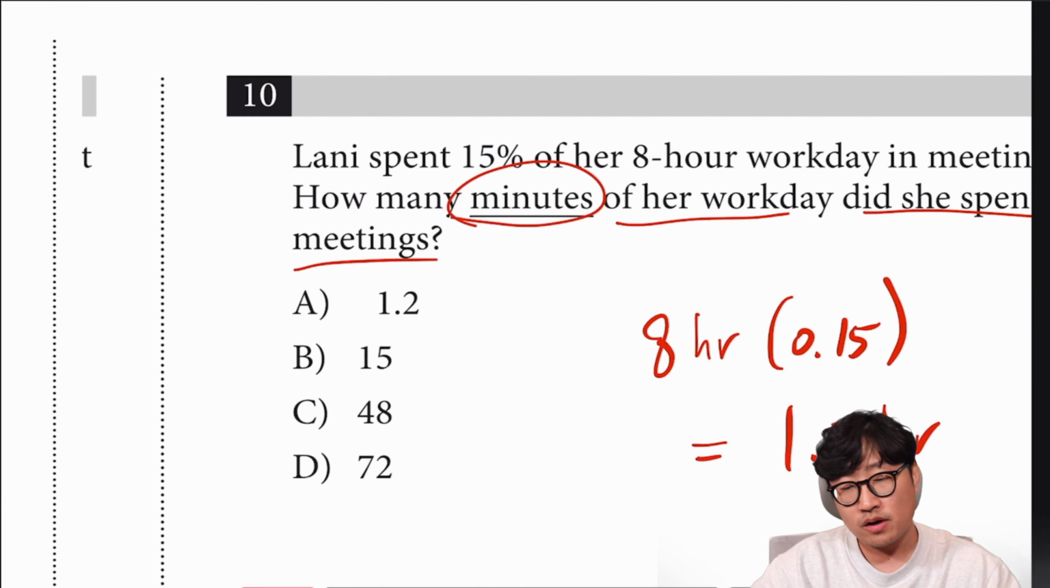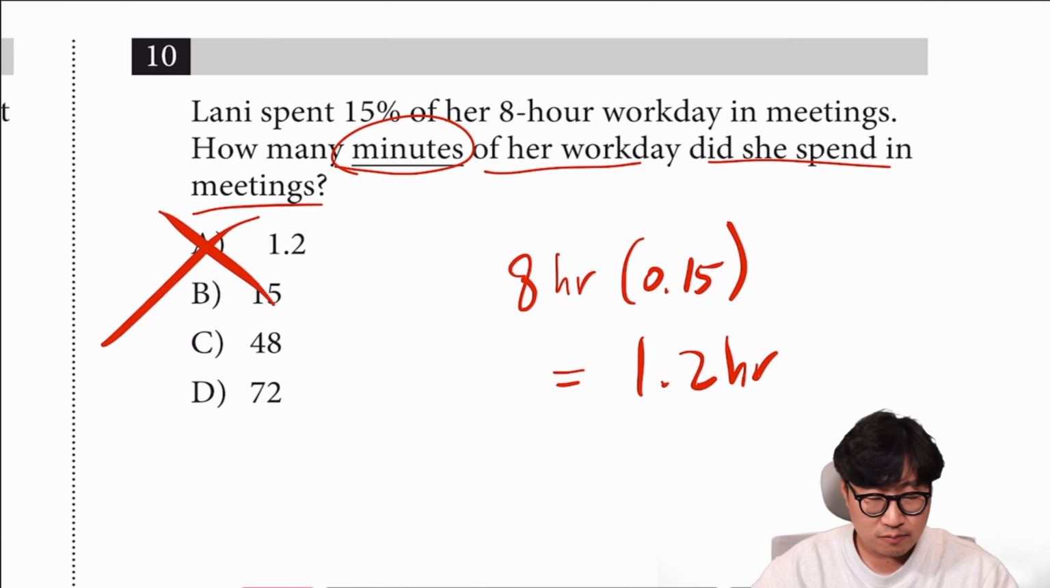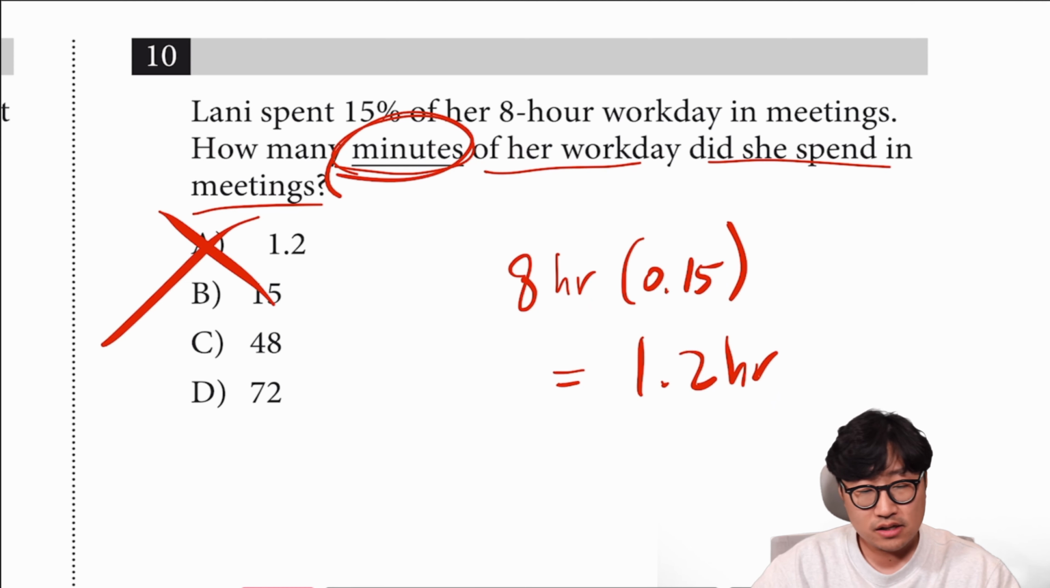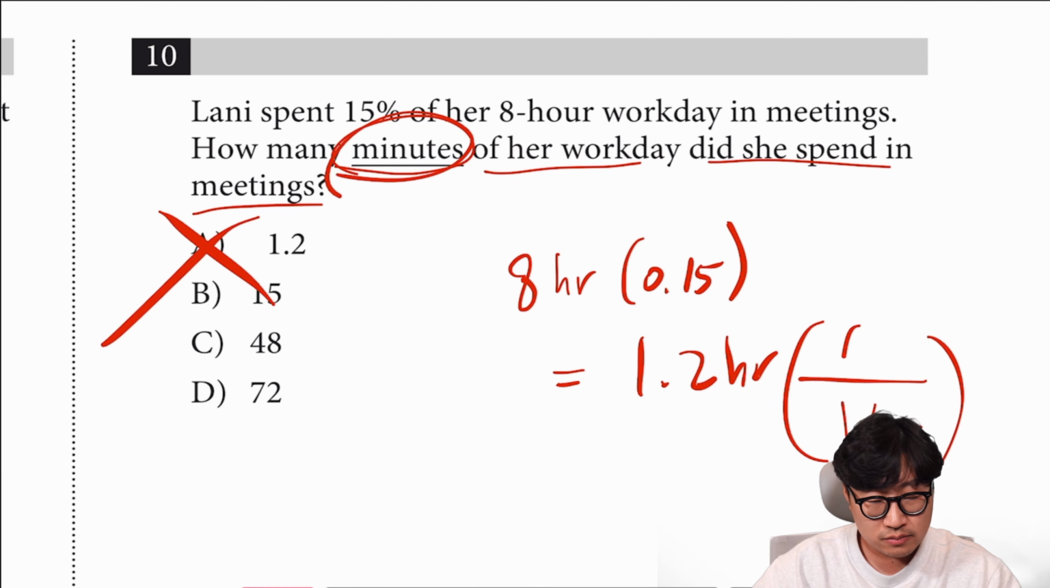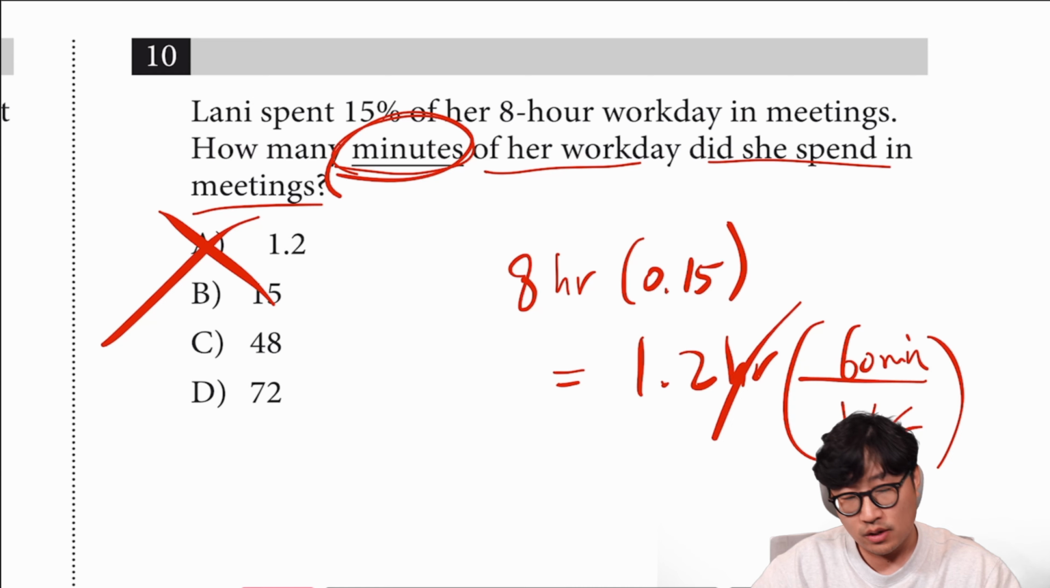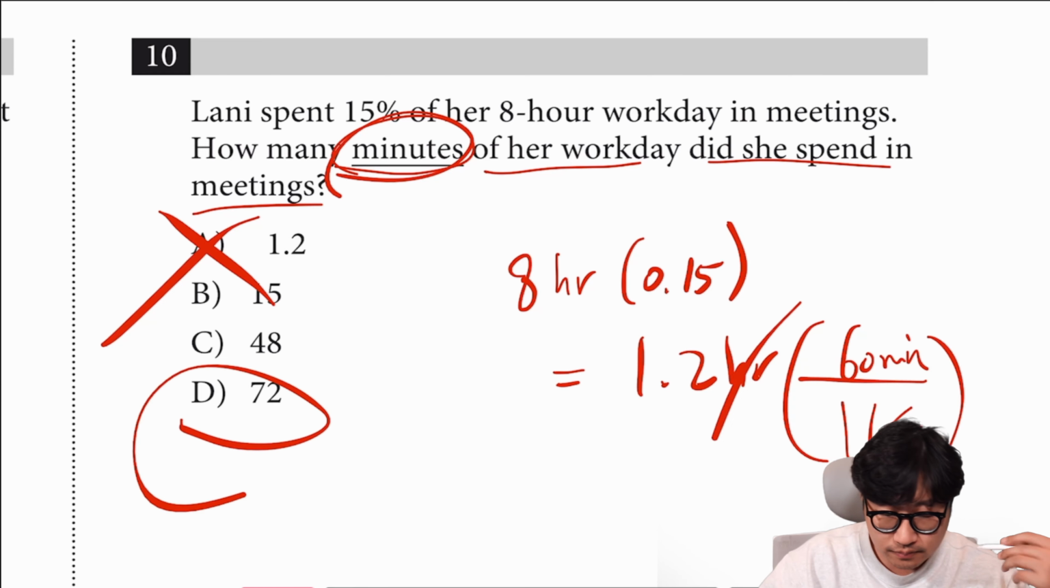But now I want that in minutes, because that's hours. So go ahead and multiply by 1 hour on the bottom, 60 minutes on the top. So hours cancel, and that should be 72 minutes.